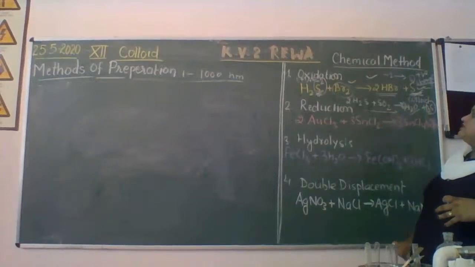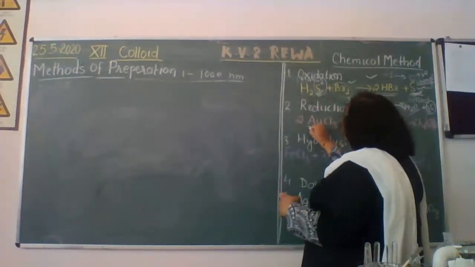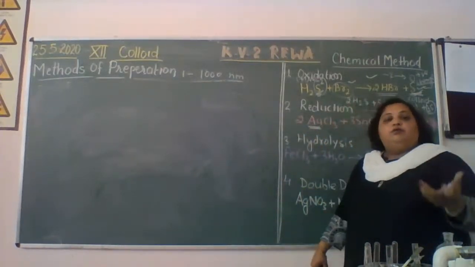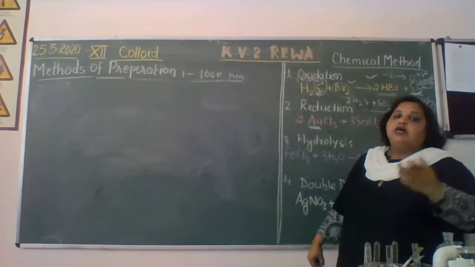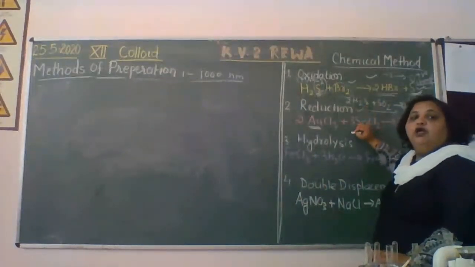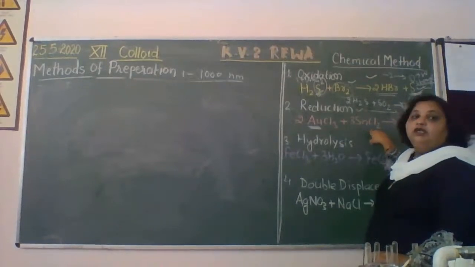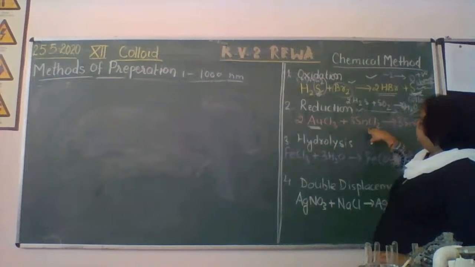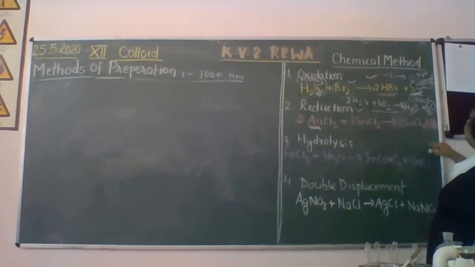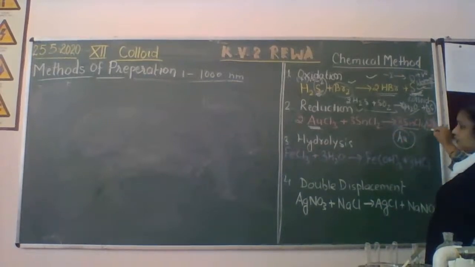The second one is the reduction method, right? This method is very applicable for the noble metals, the metals which are less reactive. For that purpose, this method is extremely useful. Now, gold chloride is treated with tin chloride. AuCl3 is treated with SnCl2. What is formed here? SnCl4, and along with that, you get the gold. It is not written at this corner, maybe it's not very clearly visible, that's why I'm writing it here.